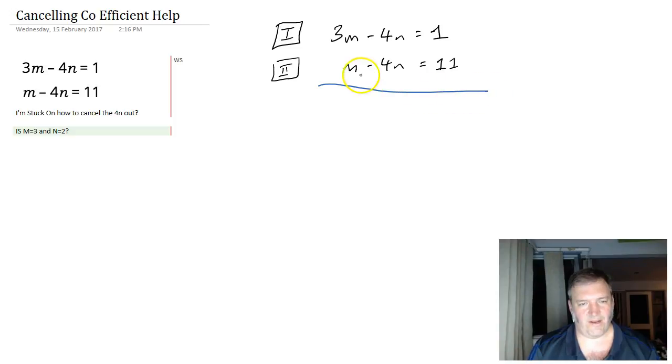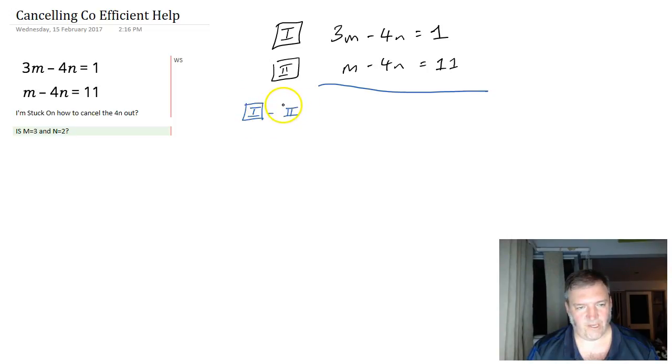To eliminate one, in this case, if they're both negative, I'm going to have to subtract one equation from the other one. I want to keep the coefficient of the other variable, in this case m. I want to try and keep that positive if I can. So I'm going to do equation 1 minus equation 2.